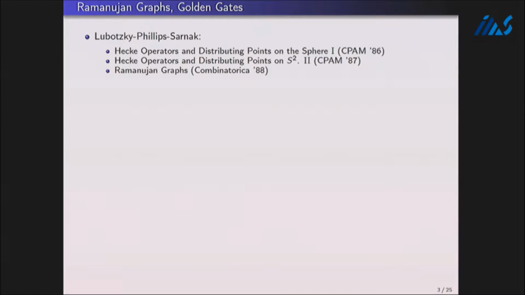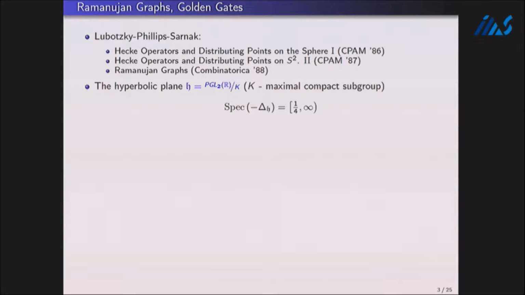And I want to tell a bit about the story and how these papers connect to each other and what the developments are today. So things begin with the hyperbolic plane. Grigorchuk told us a little about this. You take the group PGL2R modulo a maximal compact subgroup, you get the hyperbolic plane, and the spectrum of the Laplace operator, which are the frequencies at which the hyperbolic plane as a drum oscillates, is the entire ray from a quarter to infinity.